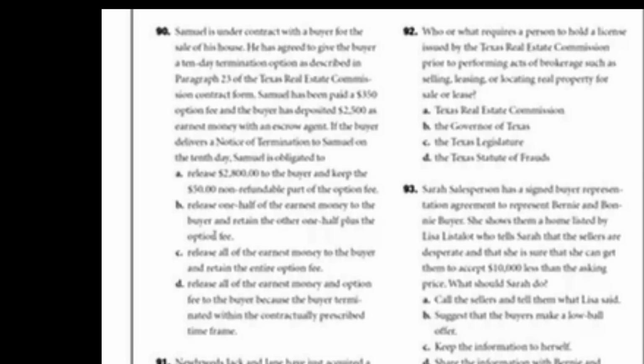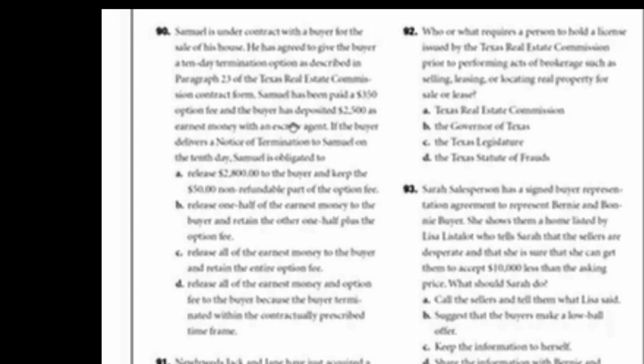So 90, Samuel is under contract with a buyer for the sale of his house. He has agreed to give the buyer a 10-day termination option. So that's the option period, and that's when it is a unilateral contract. Only one person is performing, and that is the buyer. So a 10-day option period as described in paragraph 23 of the contract, the Texas Real Estate Commission TREC contract form. Samuel has been paid a $350 option fee, and the buyer has deposited $2,500 as earnest money with an escrow agent.